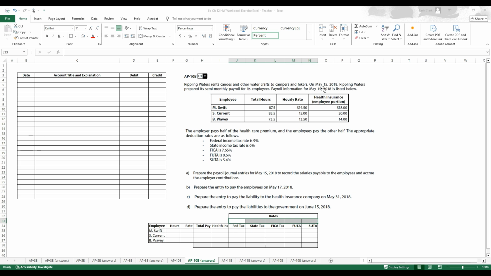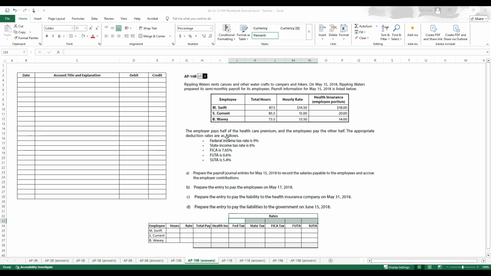In this company, May 15th, we prepared semi-monthly payroll, so twice a month. We have total hours worked by 3 different employees, an hourly rate by those employees, and health insurance employee portion, so this is what the employees have to pay for their health insurance. It tells us that the employer pays half of the health care premium and the employees pay the other half. So these numbers right here are 1/2 of the total payment that has to be made.